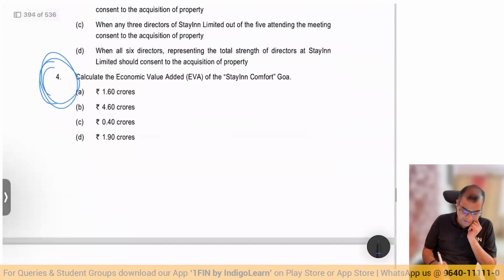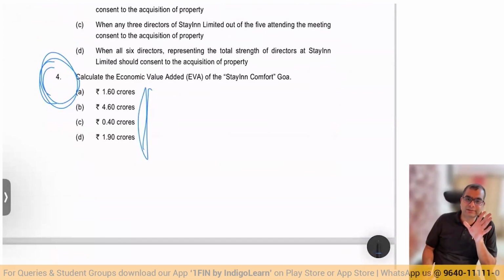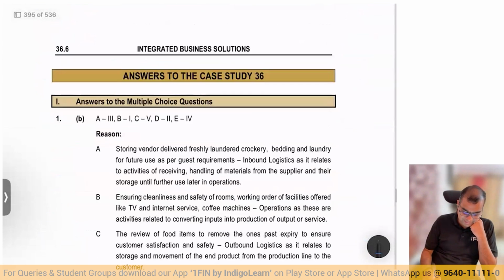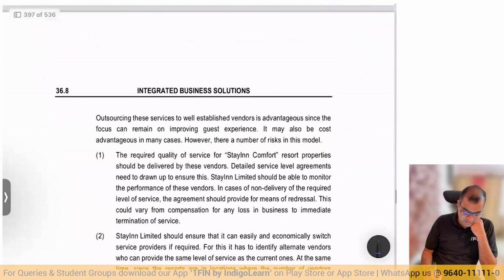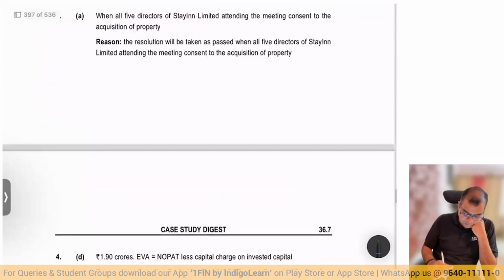We need not even read the full question. Then, is there anything else here? No, we have to come back and look at this EVA value. What is EVA? EVA is your NOPAT minus your cost of capital charge. What is NOPAT and capital charge? We can directly look at the solution here. NOPAT. What is NOPAT?